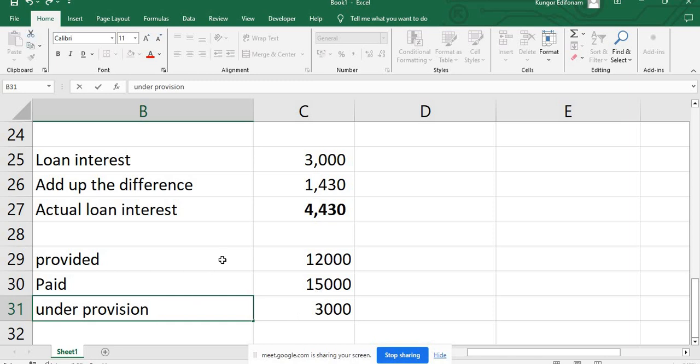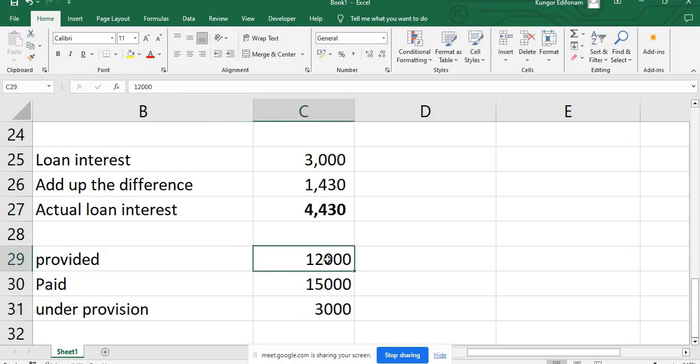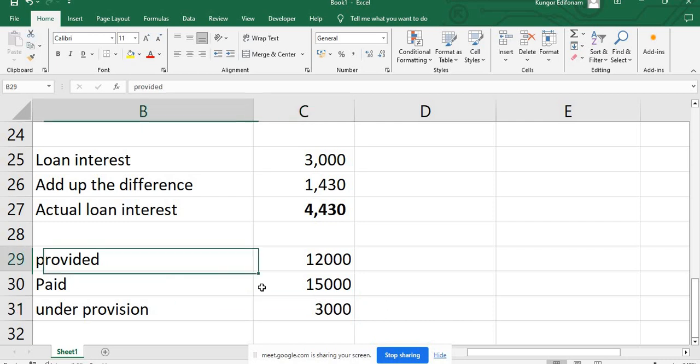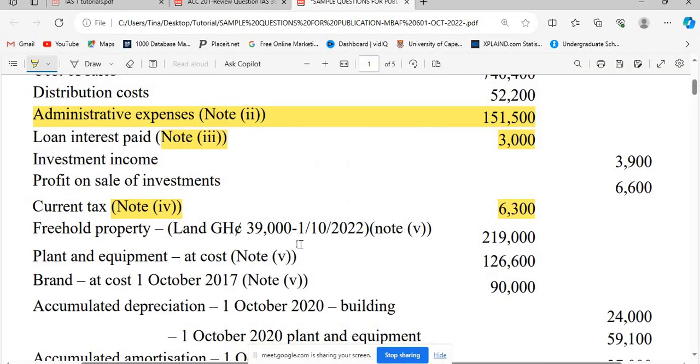So we provided for this at the end of the year, and we charged it against our statement, and then we paid 15,000 to GRA. Which means that in our statement we have under provided. Now the standard IAS 12, that's income tax, says that when there is an under provision, you charge it as an additional tax in the subsequent year. Now let's go back to our statement. We were told that the balance of 6,300 is an under provision. Based on the position, it's an under provision, so it will be added to current year's tax.